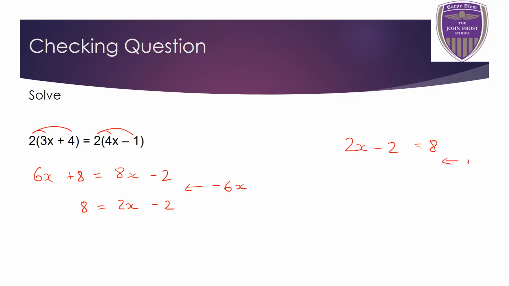The inverse of minus 2 is to add, isn't it? So we get 2x equals 10. So 2 times x, we now divide by 2 because that's the inverse. x would equal 5.